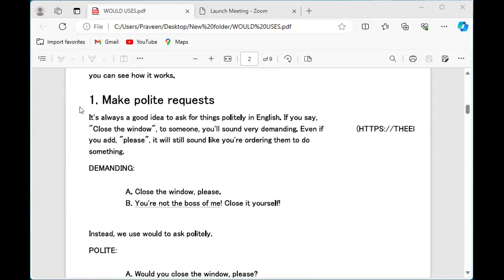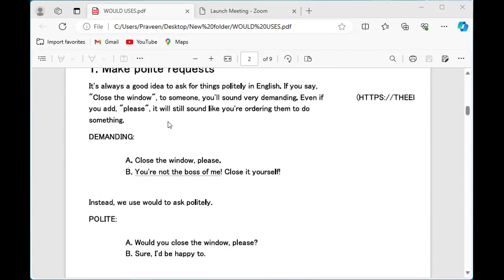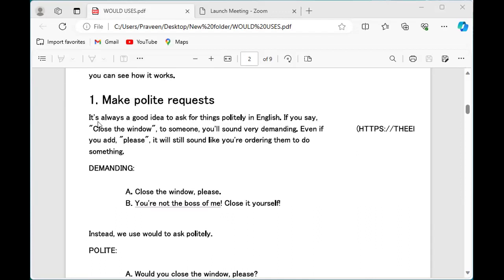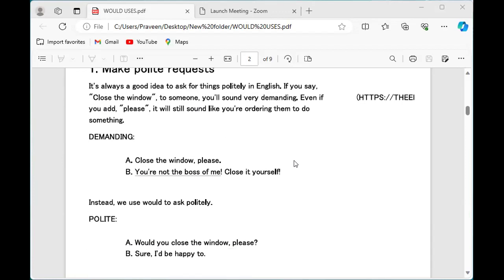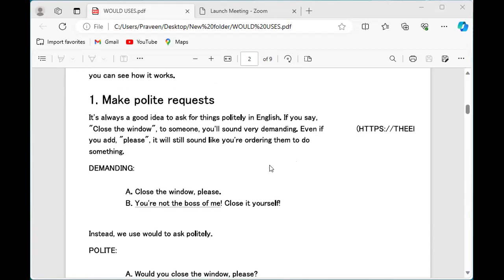Okay, let me start. Make polite requests. It's always a good idea to ask for things politely in English. If you say "close the window" to someone, you will sound very demanding. Even if you add please, it will still sound like you are ordering them to do something. You are demanding that person to do something. You are ordering, and that person feels like that.